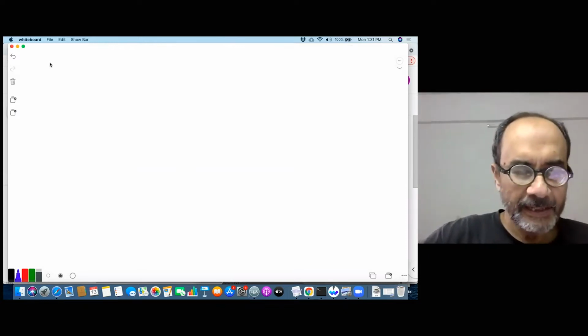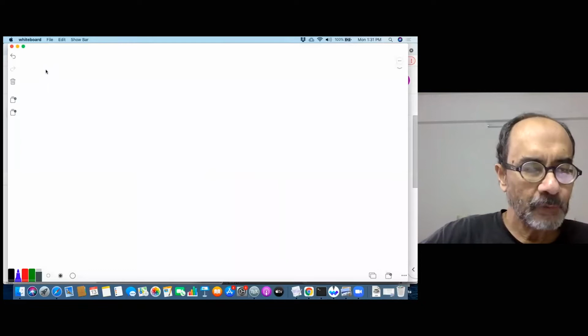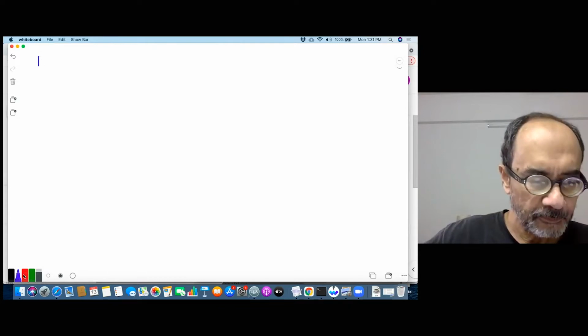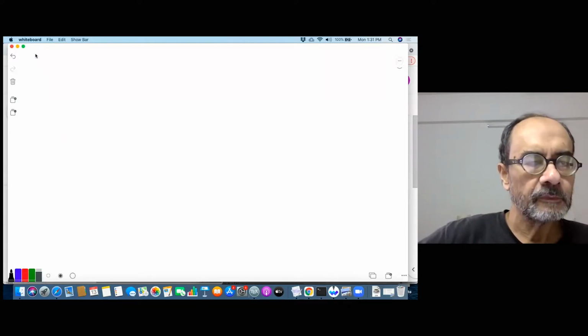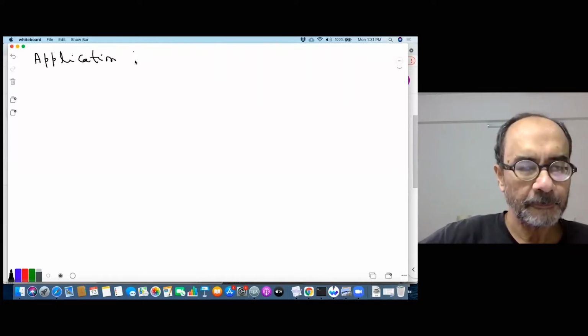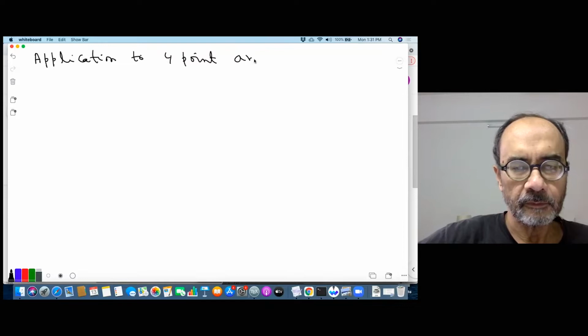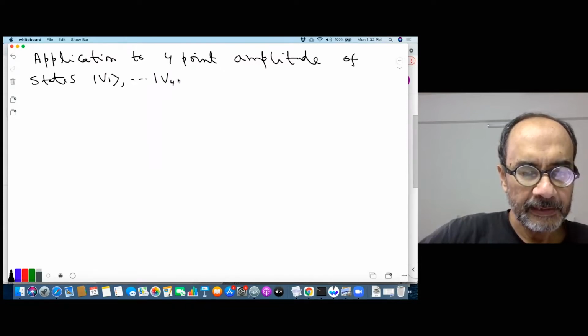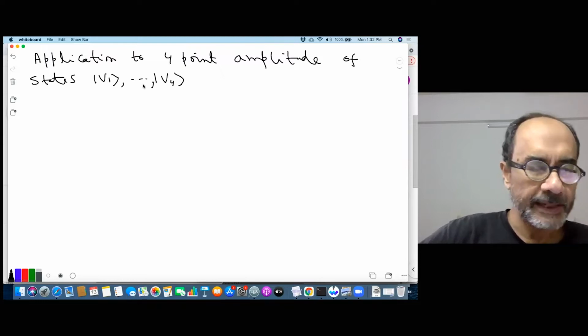Last time I gave a general procedure for computing string amplitudes. Today we are going to apply it to a specific example, the simplest one that one can think of: the 4-point amplitude of states V1 to V4. Right now let me keep them arbitrary. Later on we restrict to on-shell states.